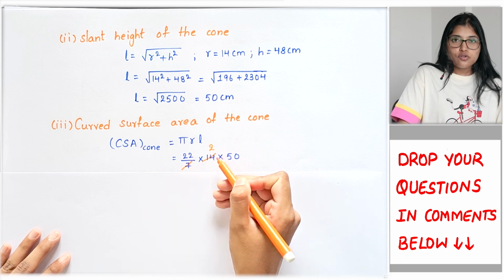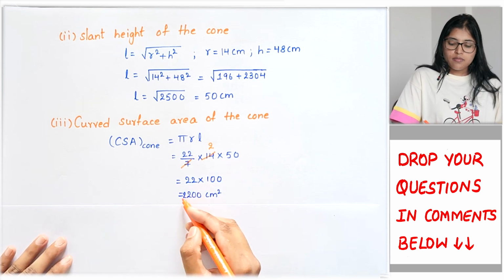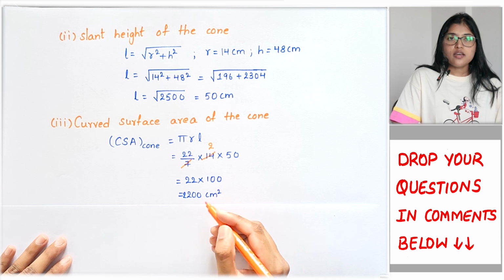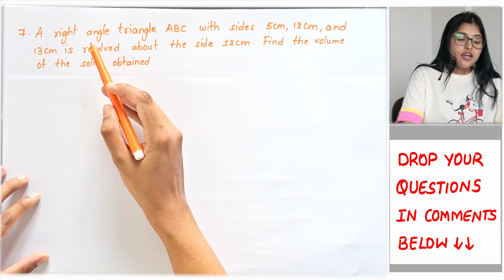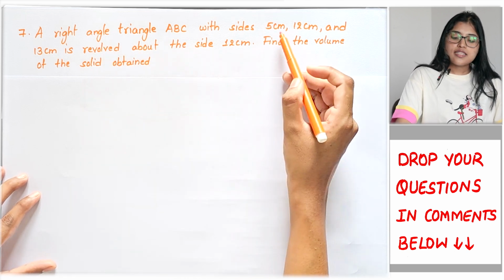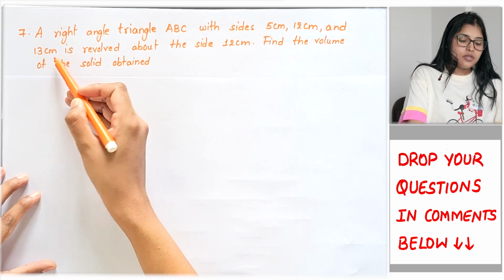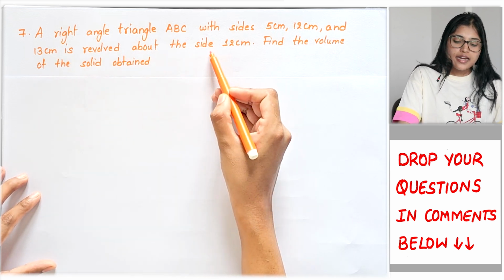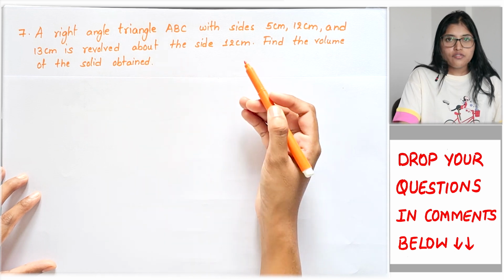So 22 into 2 into 50, which is 22 into 100, which is nothing but 2200 centimeter square, which is the curved surface area of the cone. In 7th question, we are given that a right angle triangle ABC with sides 5 centimeters, 12 centimeters and 13 centimeters is revolved about the side 12 centimeters. Find the volume of the solid obtained by the revolution.